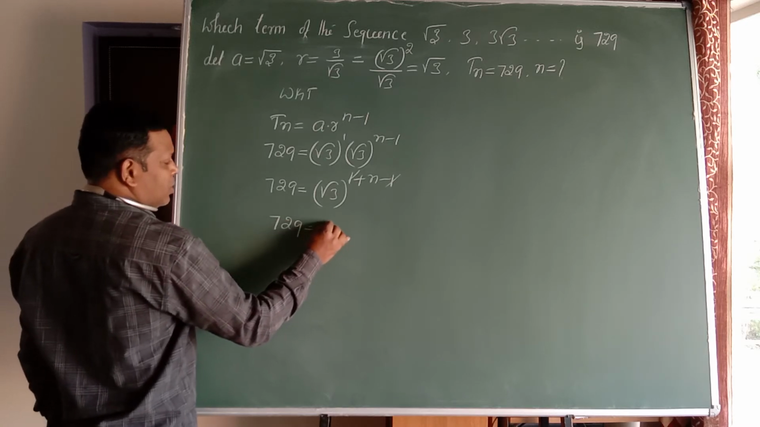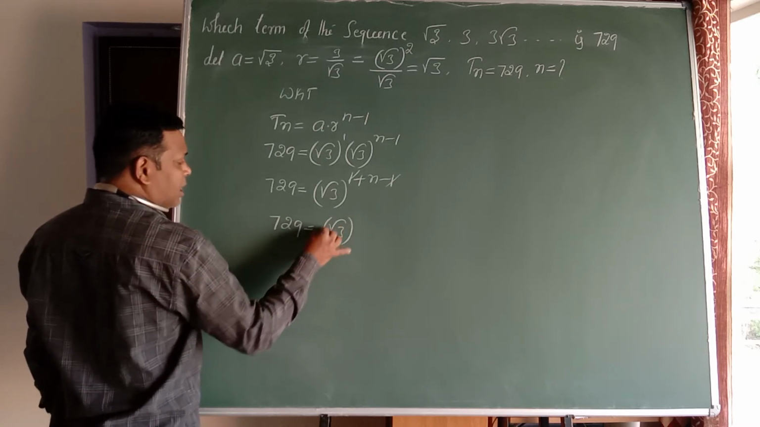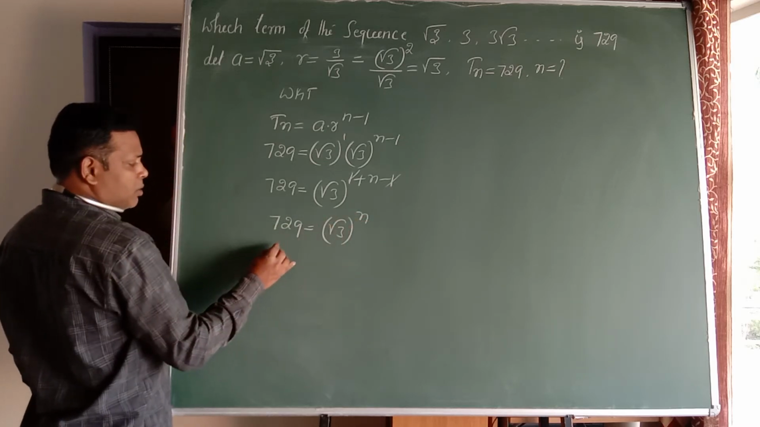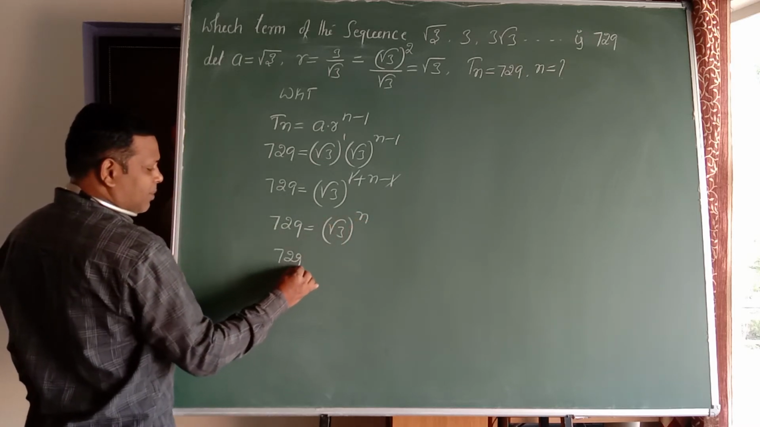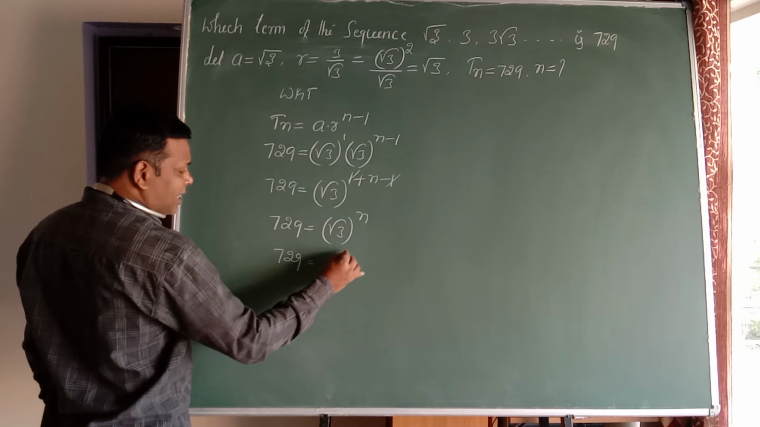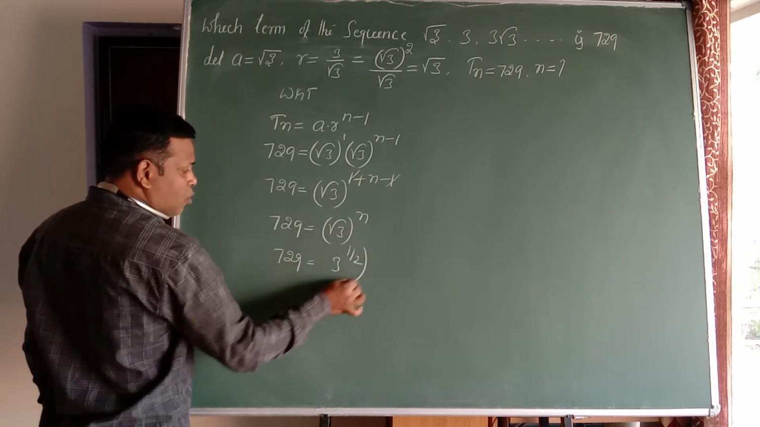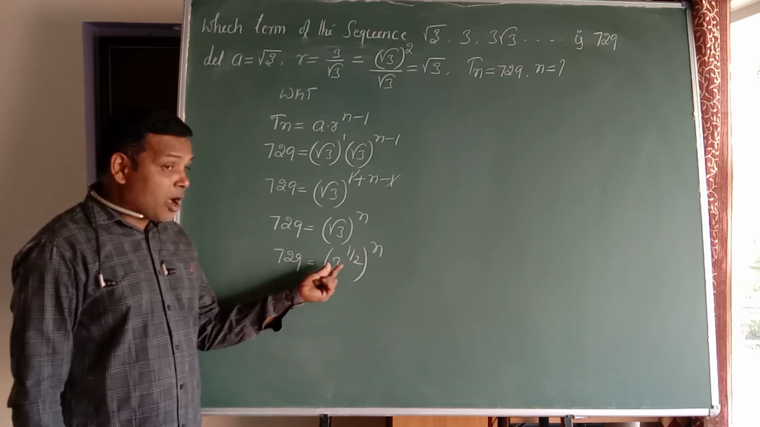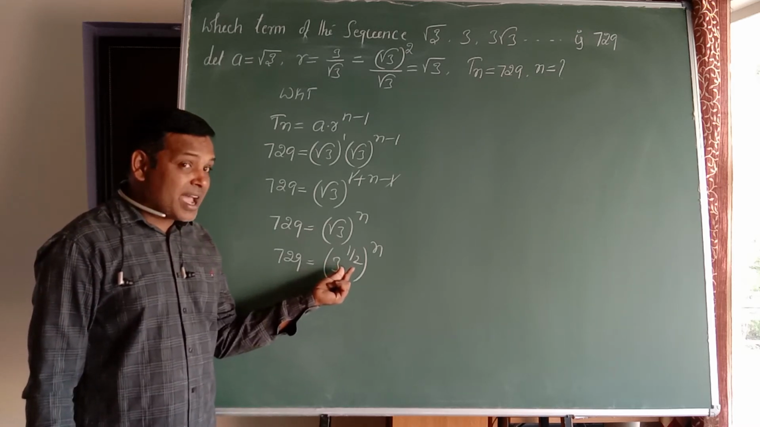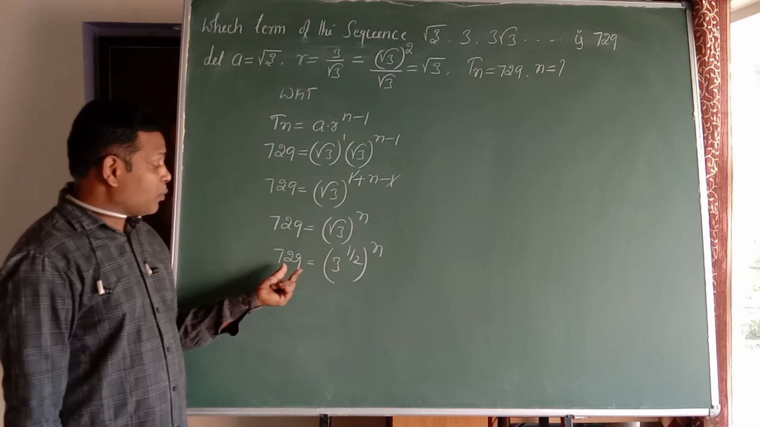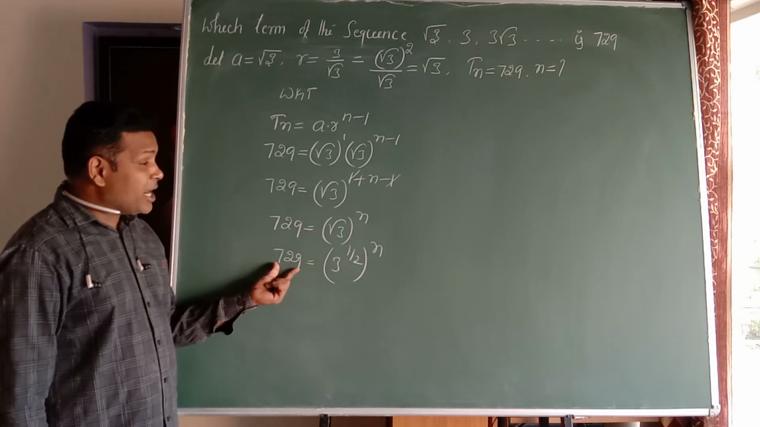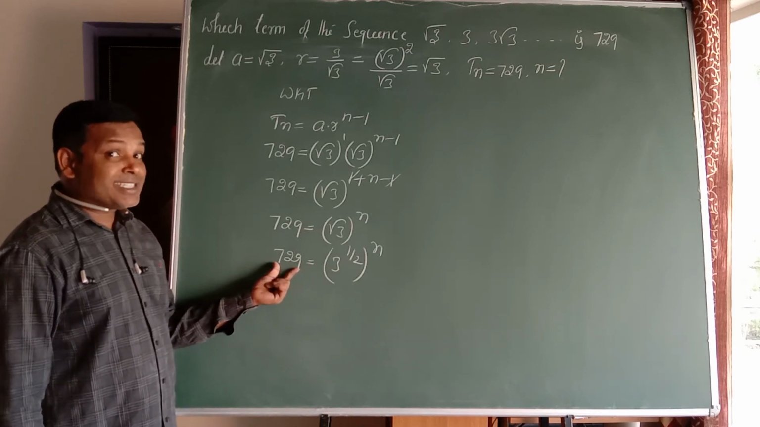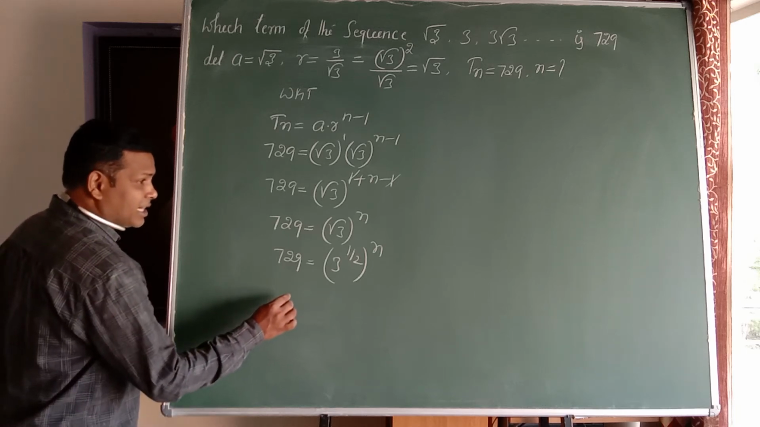729 is equal to root 3 power n. Now, root 3 can be written as 3 power 1 by 2, whole power n. So now in the RHS we have expressed in the base 3, so we have to express this 729 in the base 3. So what is 729 in terms of 3?